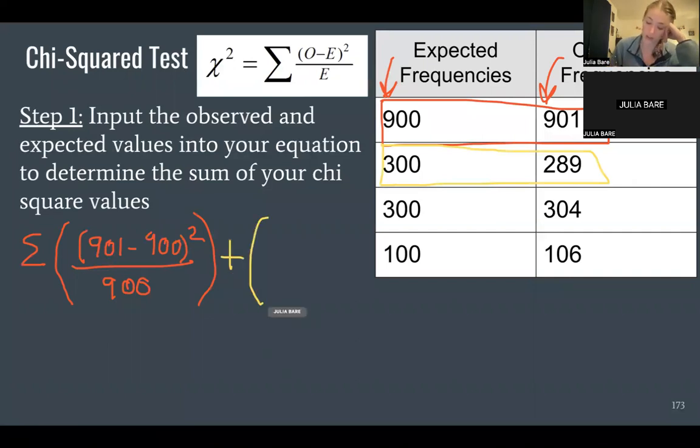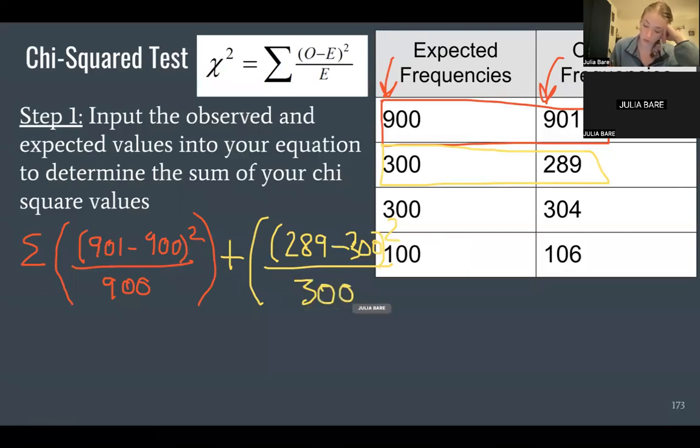So we're going to take our observed frequency, which is 289, minus our expected frequency, which is 300, square that. Again, I apologize, I'm running out of space on my screen. And then we're going to put that over the expected, which is 300. Okay, are we tracking? Try to do the rest on your own and see if you can.